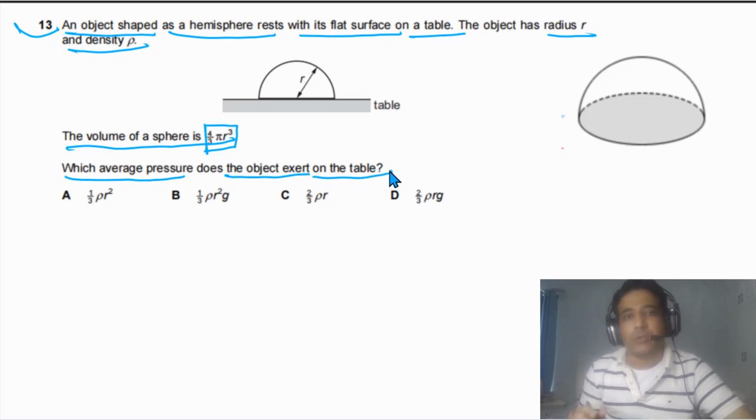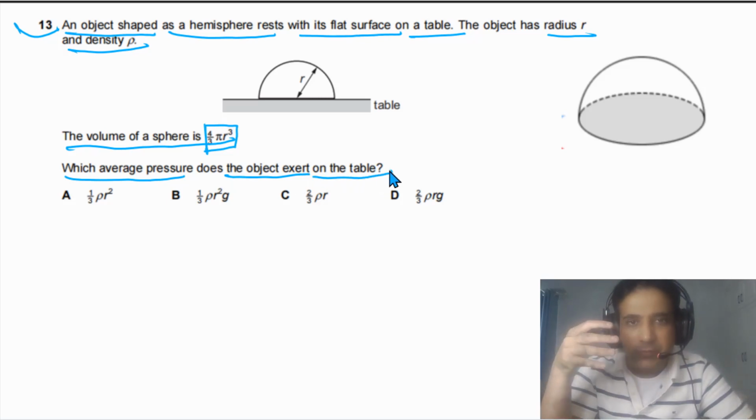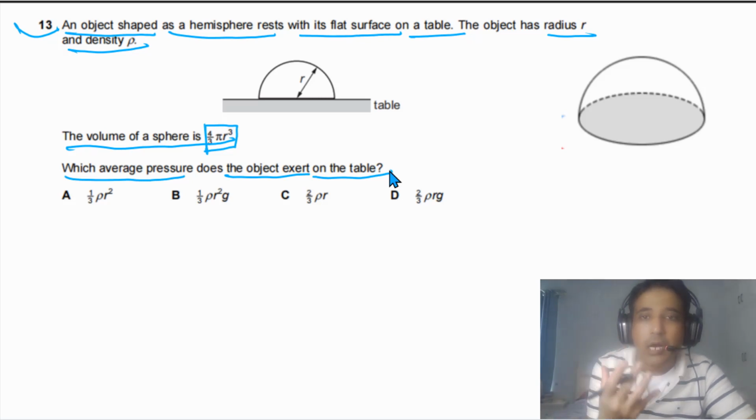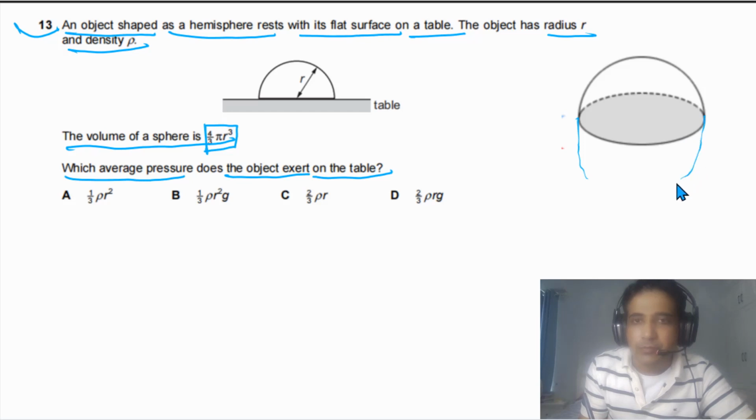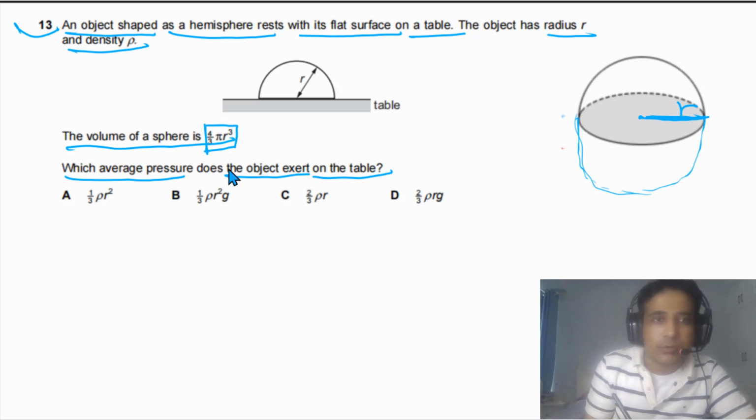So first of all, we need to understand that in this case, this is a hemisphere. Hemisphere means that this is half of a sphere. So this will be the complete sphere, and in this question, only half of the sphere is given. The radius of the sphere is given to us, that is equal to r. So we need to find out P.